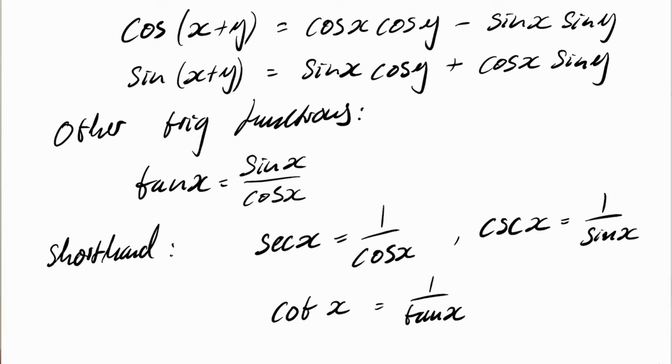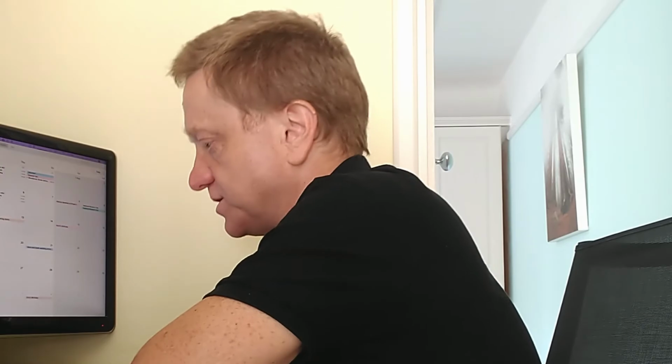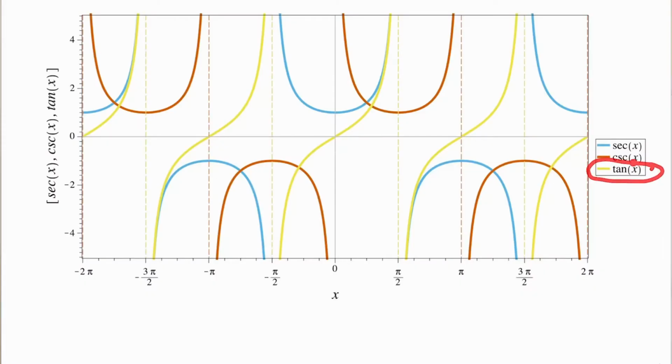So these shorthands, sec x, cosec x, and cot x, are just 1 over the functions cos, sine, and tan respectively. We'll use these quite a lot as a useful shorthand for those functions. It's useful to have a quick look at these. Tan in yellow is probably the most important.